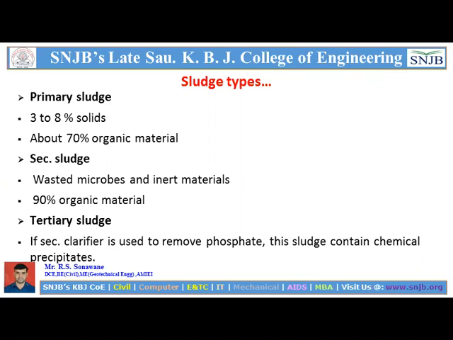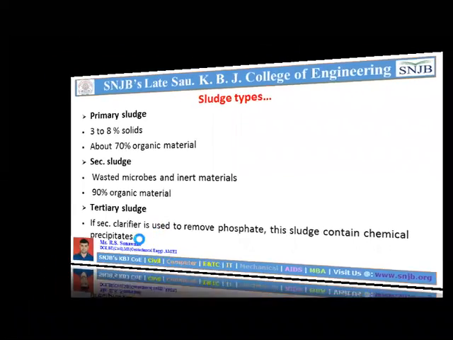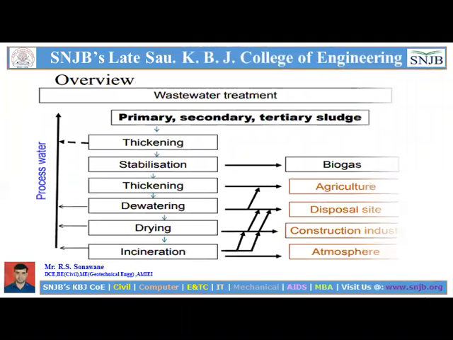So these are the three types of sludge. The first is primary sludge, which has 30 to 8% solids and 70% organic material. Secondary sludge consists of wasted microbes and inert materials, with 90% organic material. And the last one, tertiary sludge: if a secondary clarifier is used to remove phosphate, this sludge contains chemical precipitate. This is about the sludge types.